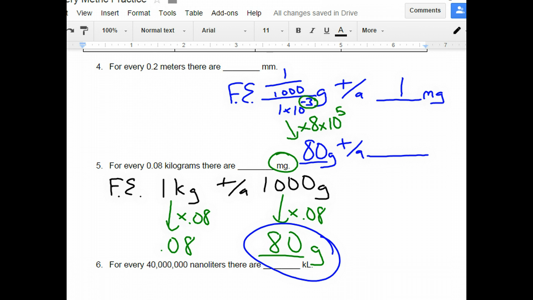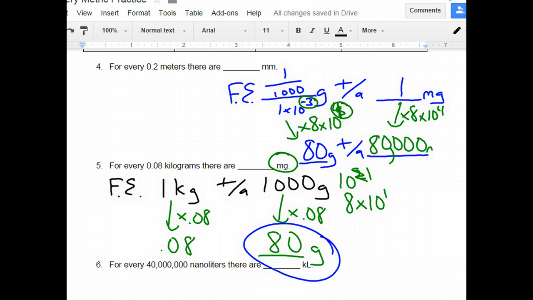Because negative 3 and 5, if I add those two numbers together, which is what we're doing when we multiply exponents, I'm going to end up with 10 to the second, which is what 80, oh, I'm sorry, we should end up with 10 to the first. So this is 10 to the fourth, and 80 is 10 to the first, 8 times 10 to the first. So I'm going to multiply this one by 8 times 10 to the fourth, and I get 8, and then followed by 4 zeros, 80,000 milligrams.